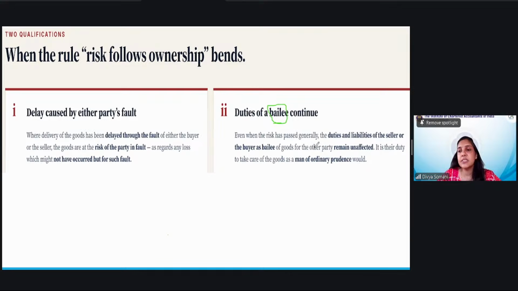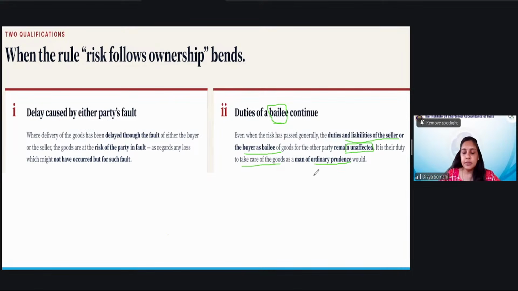So here, let me just read it out for you, and then we will discuss it with some example. Even when the risk has passed generally, the duties and liabilities of the seller or the buyer as bailee of the goods for the other party remain unaffected. It is their duty to take care of the goods as a man of ordinary prudence.